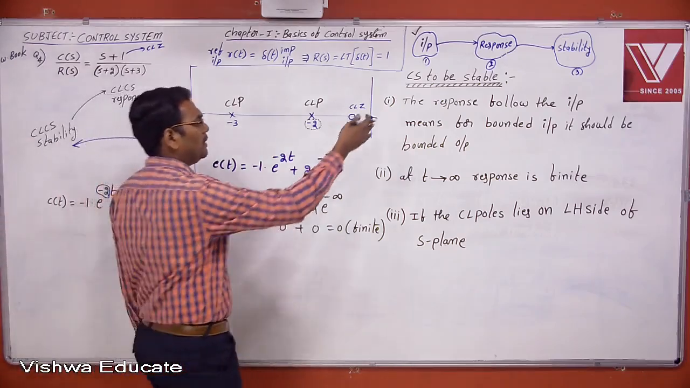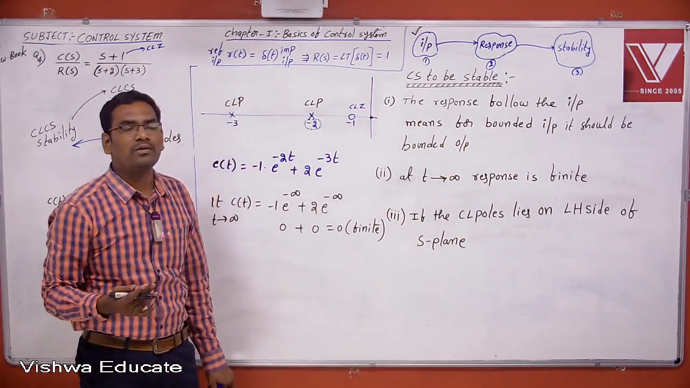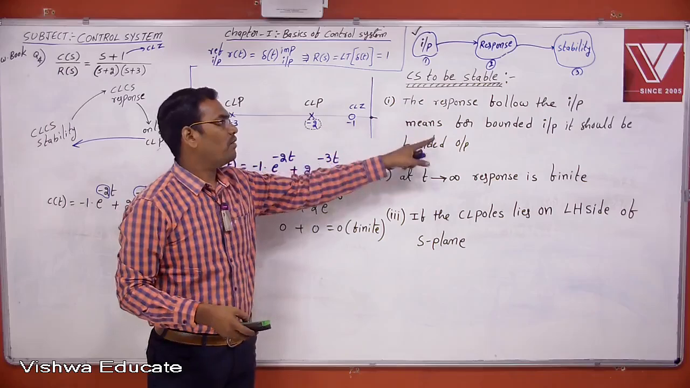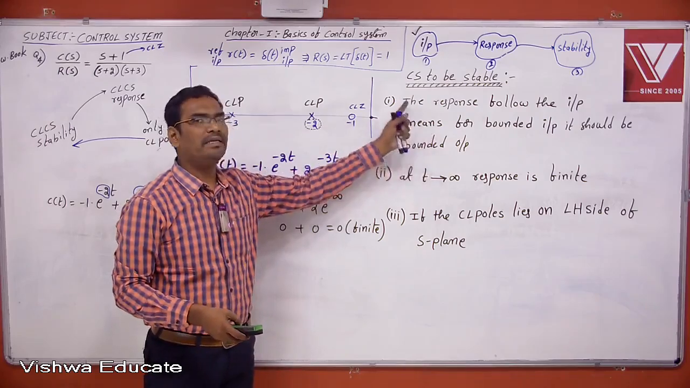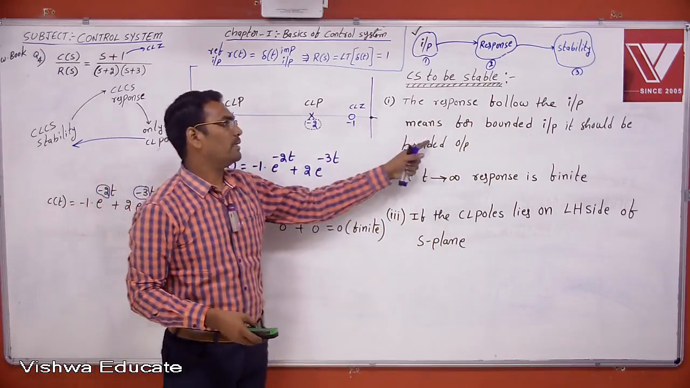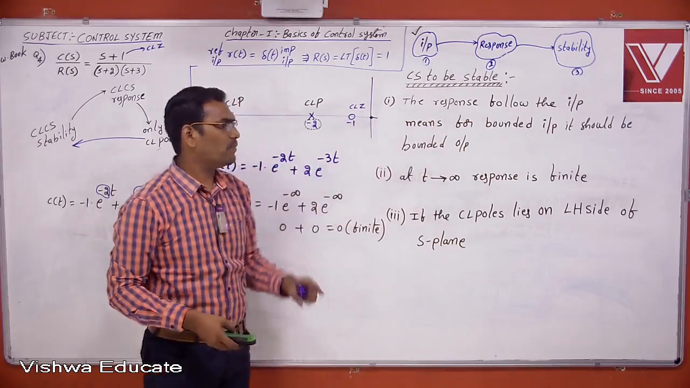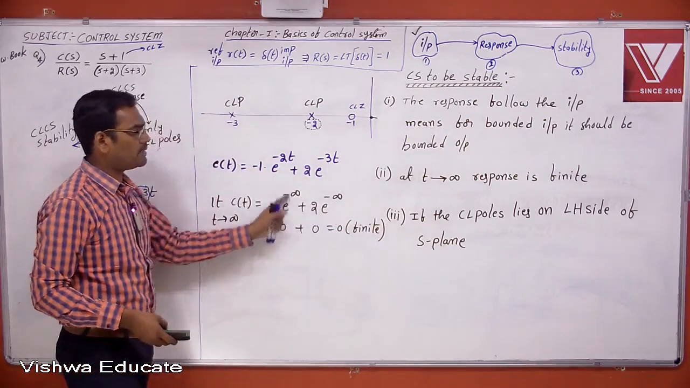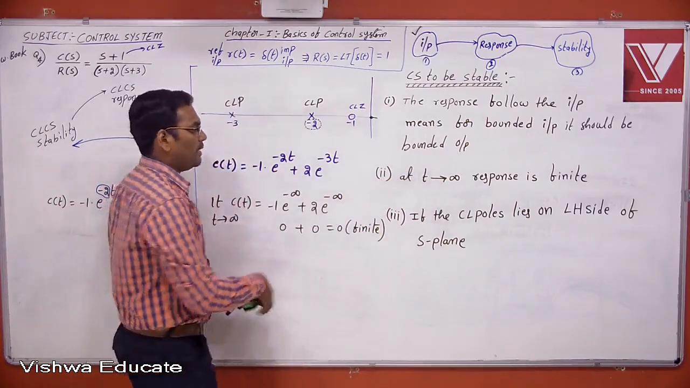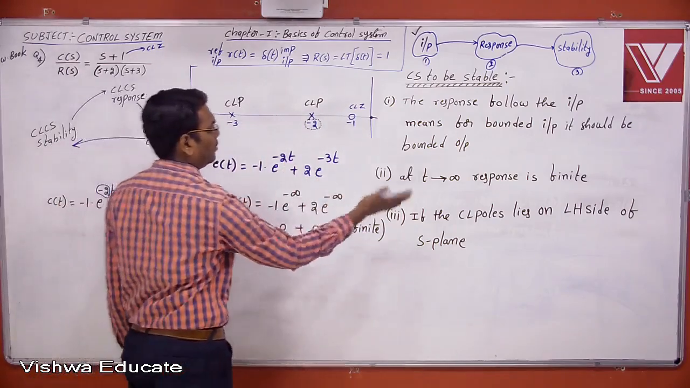These are the 3 points you can easily use to decide the closed loop control system is stable. What are the 3 points? If the response follows the input, means for bounded input, the output should be bounded, then it should be stable. And at t tends to infinity, the response is finite, system is stable. And if the closed loop pole lies on the left hand side of the S plane, then the closed loop control system is stable.